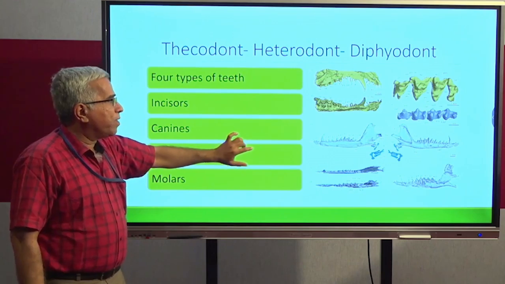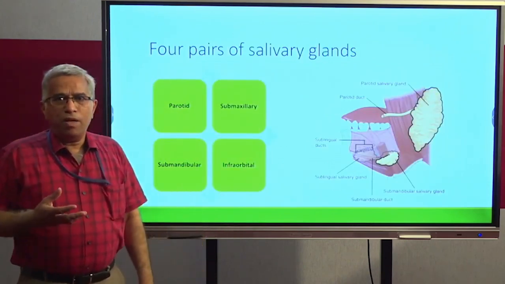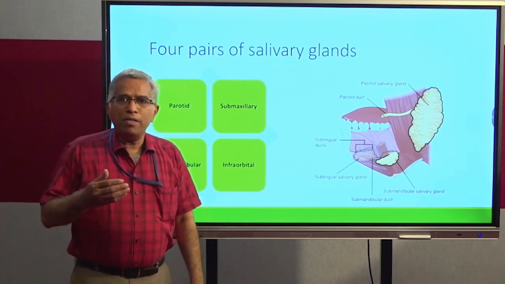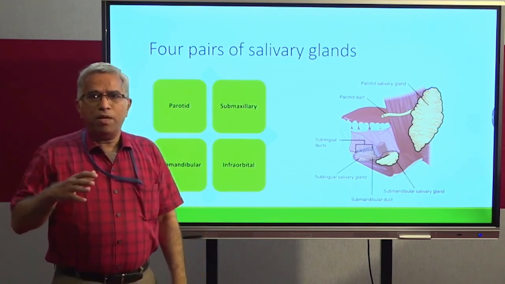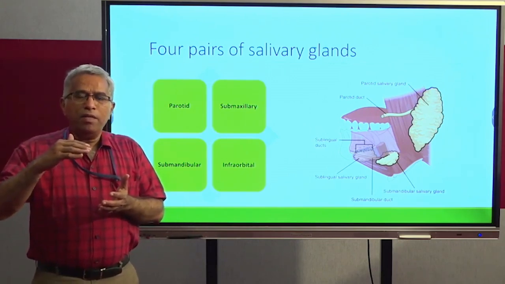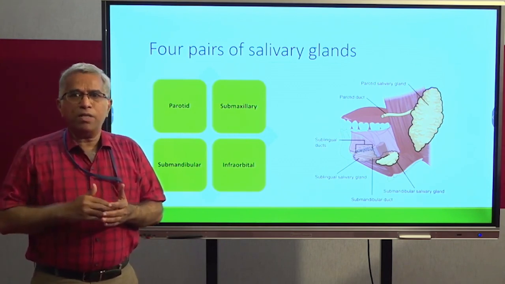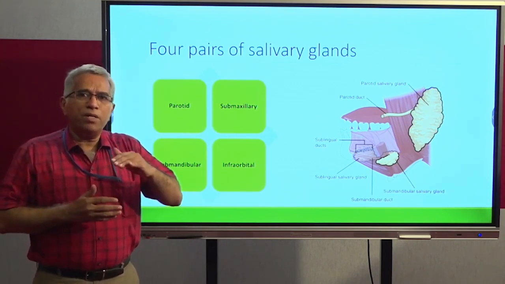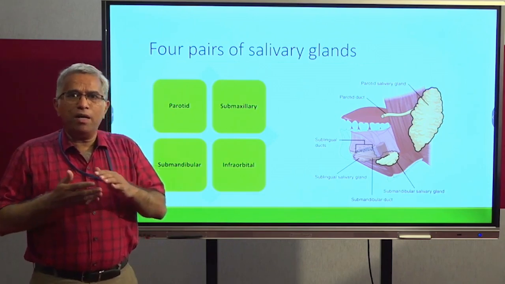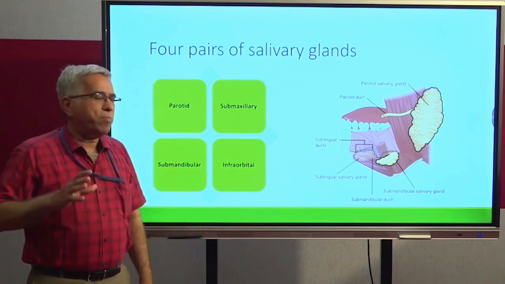And one more thing here, the oral cavity in mammals will have a palate. Palate is nothing but the roof of the oral cavity. This separates the upper nasal chamber from the lower oral chamber. That means there is separation of the respiratory passage and the food passage. That is the most important quality of all mammals, of course.